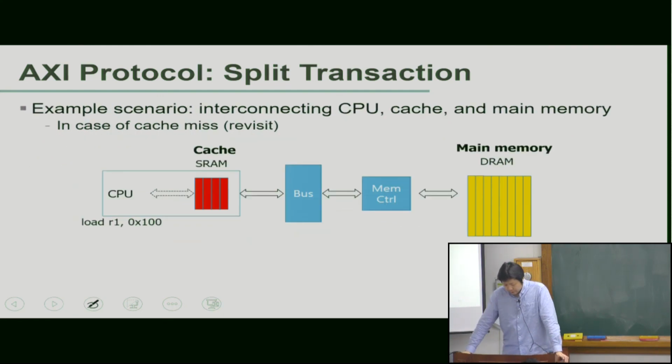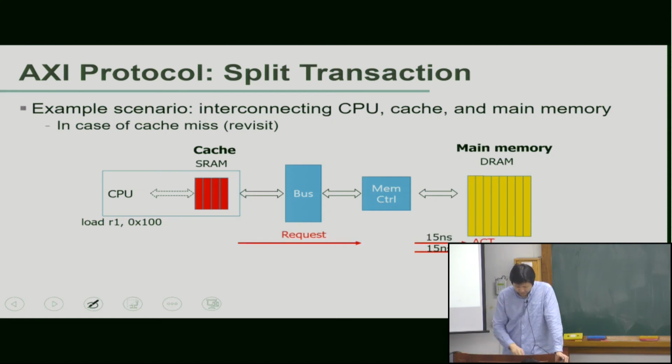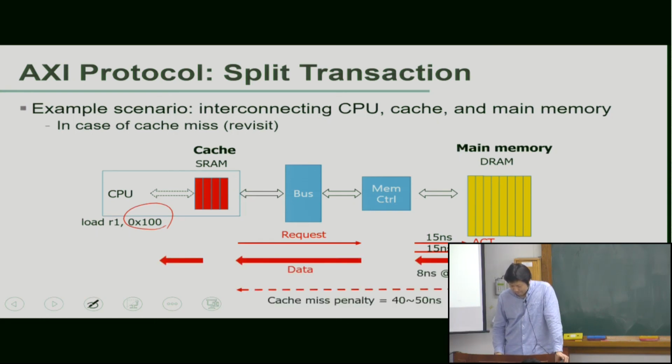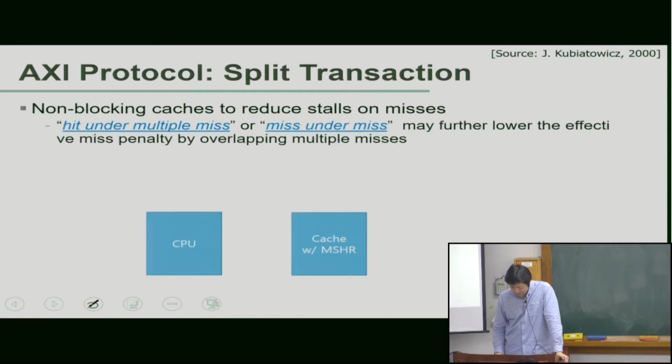So here, this one is again the same scenario. We have a CPU plus cache connected to the bus and memory controller, and you have a cache miss. So this was the previous one. Let's say you try to load from address 100 to register R1, and then this request will go to the main memory and come back in 40 to 50 DRAM cycles. Miss penalty was 40 to 50, but if you actually have multiple outstanding requests, then now you can also do more.